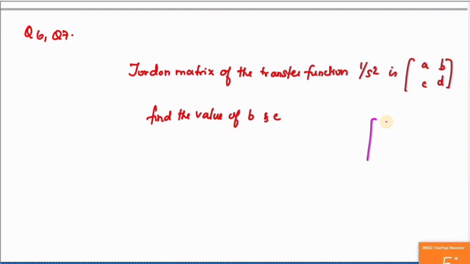So let us see the first problem. The Jordan matrix of the transfer function 1 by s square is a, b, c, d. Find the value of b and c. So the Jordan matrix of the transfer function is in the form lambda, 1, 0, lambda. So here the b value is 1 and c value is 0.